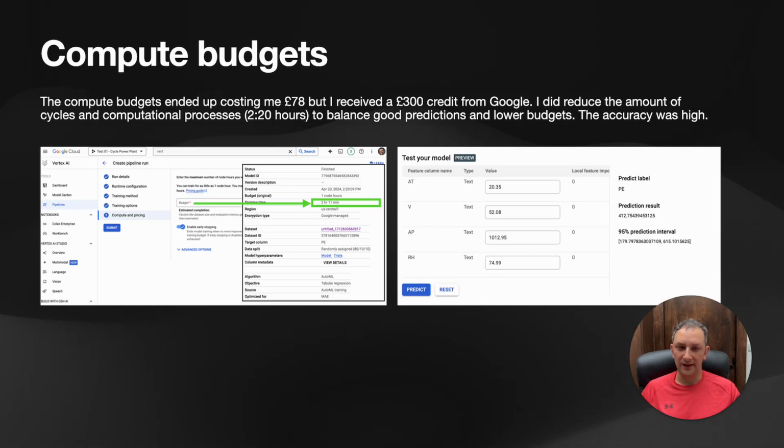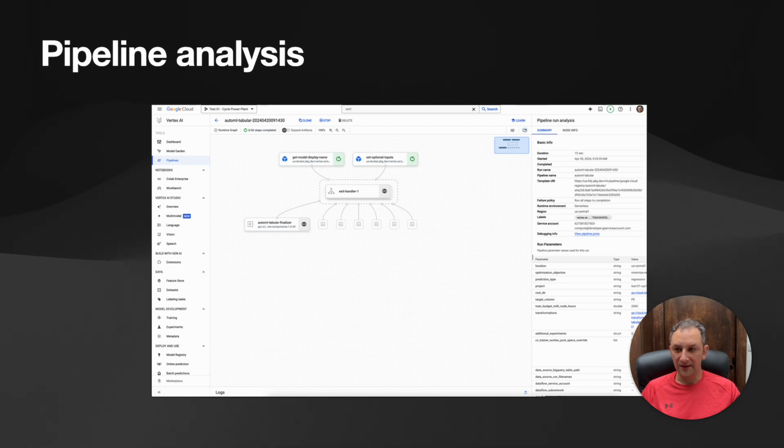The accuracy was very high, as you can see, 95%. This is a pretty cool feature called pipeline analysis. So as you're creating your models and they're being generated, you can actually see what is happening live. So that was quite exciting.